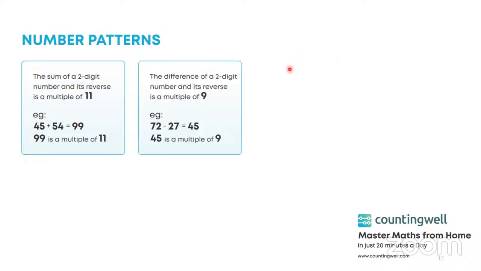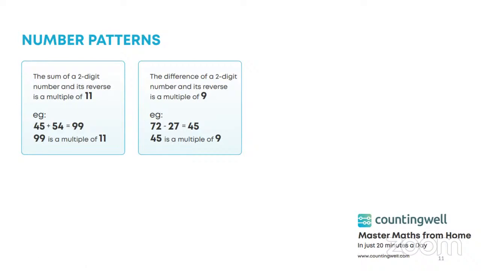Let us see one more property for the difference of a two-digit number and its reverse. If you take any two-digit number, for example, here we take 72, its reverse will be 27. If you subtract them, you will get 45, and 45 is a multiple of 9. That's why any difference of a two-digit number and its reverse is a multiple of 9.